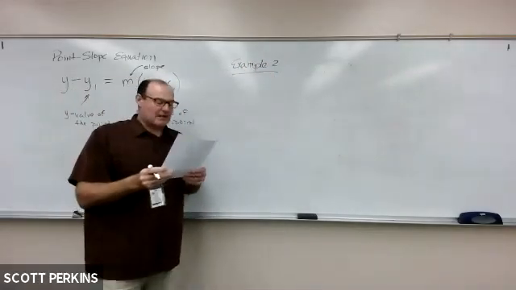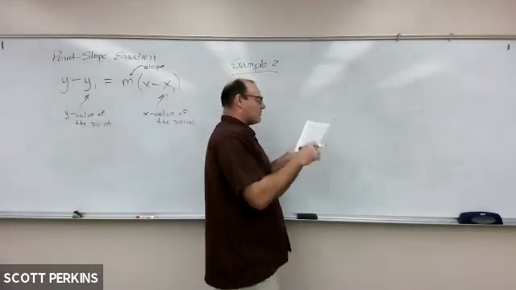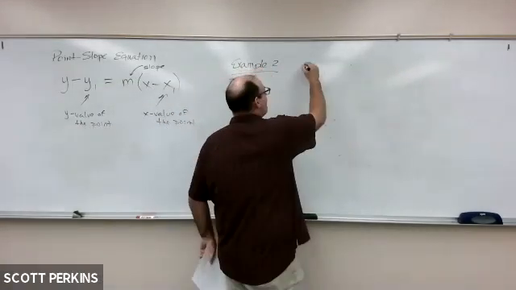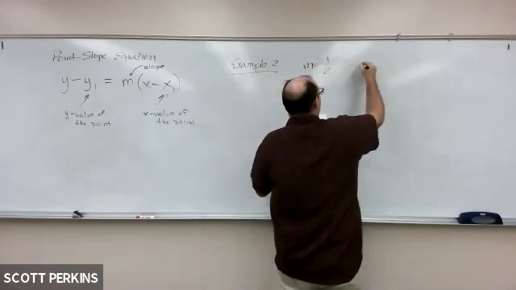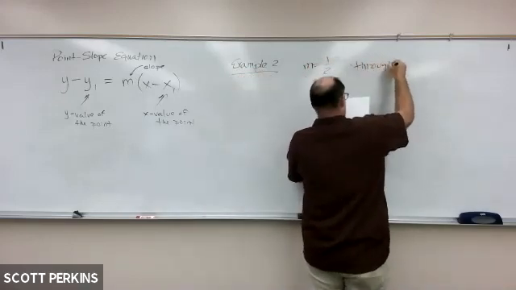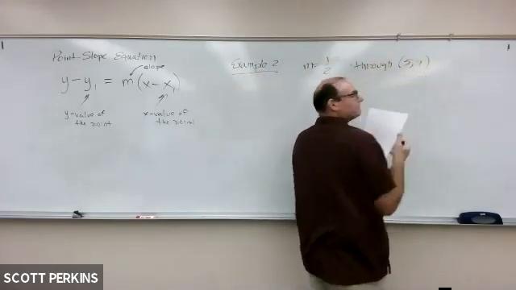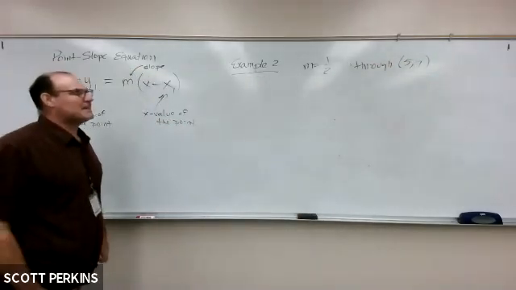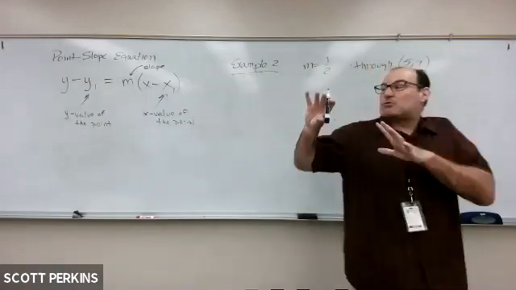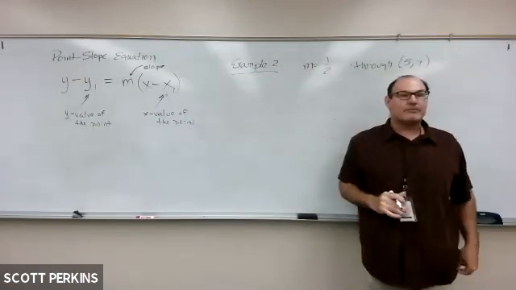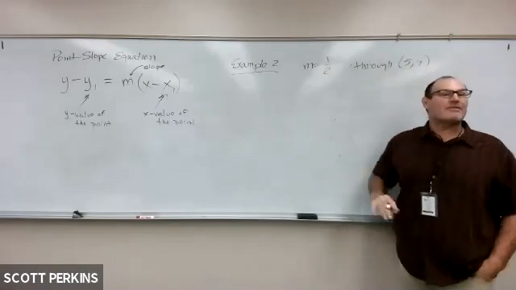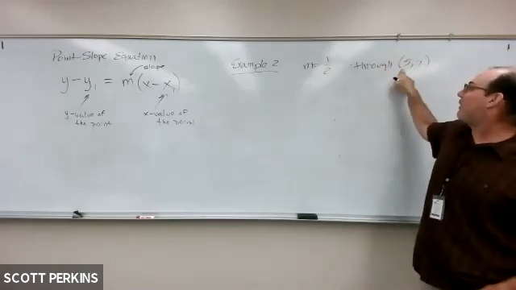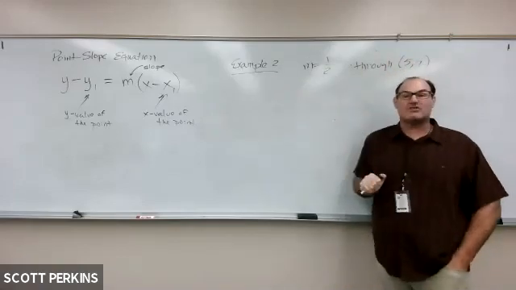Example 2 says, write the equation of the line in standard form. Again, I haven't told you what that means. With a slope of 1/2, and it goes through the point 5, 7. The purpose of this problem, again, is just to help us remember the point slope equation. So it's plug and chug. I've got all the information I need. I've got a point, I've got a slope. I can use the point slope equation.